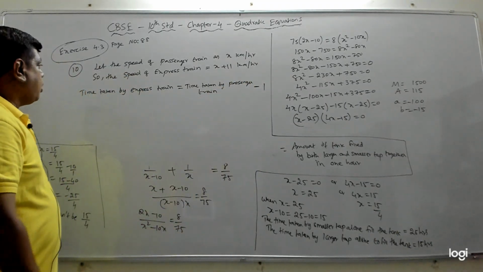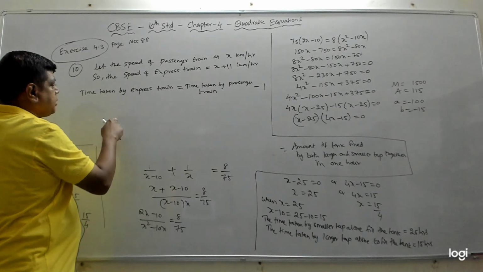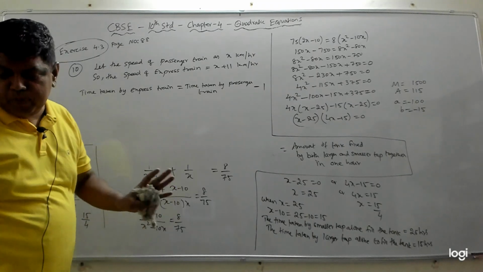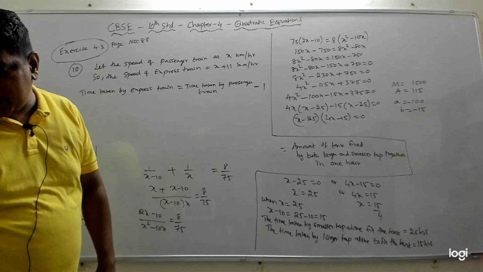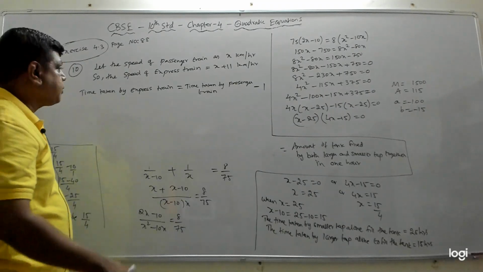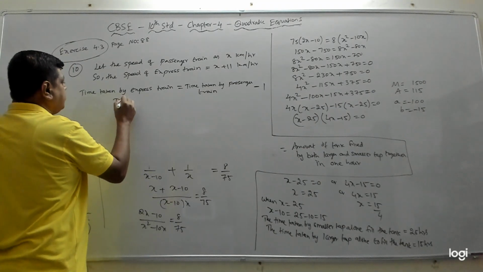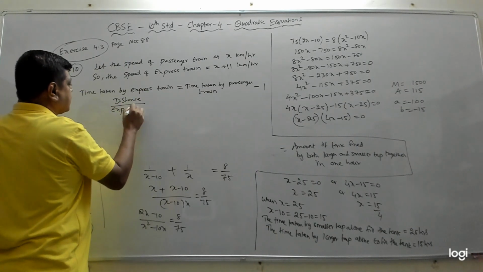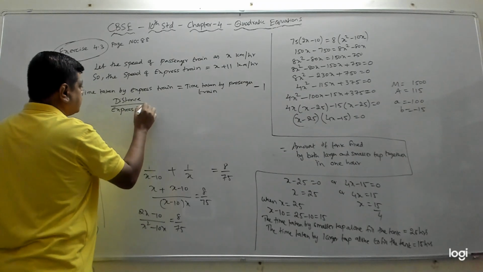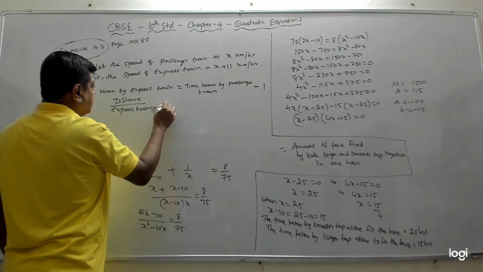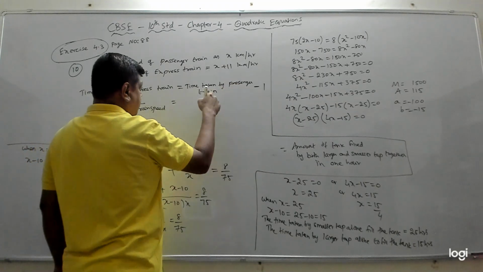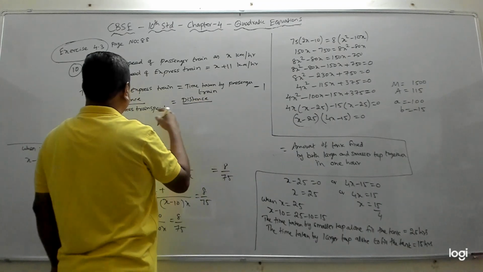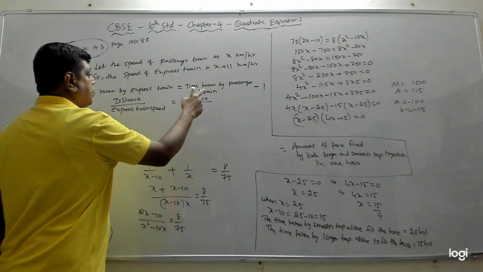1. Now again, time is what? Distance by speed. Now what is the distance of the express train? The distance is the same. Both the trains are traveling between Mysore and Bangalore. So the distance is given as 132 kilometers in the question. So distance by express train speed is equal to time taken by passenger train, which is distance by passenger train speed.